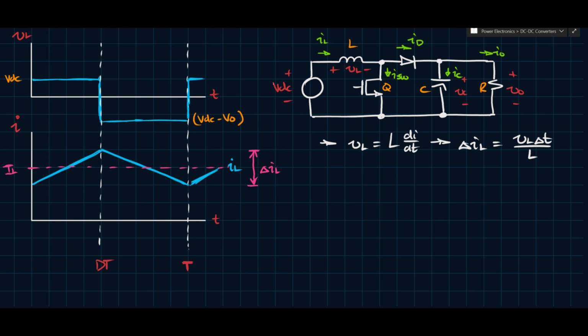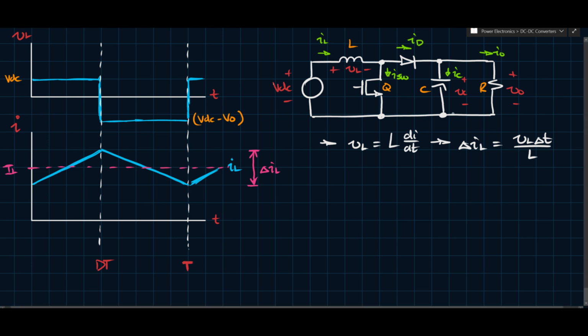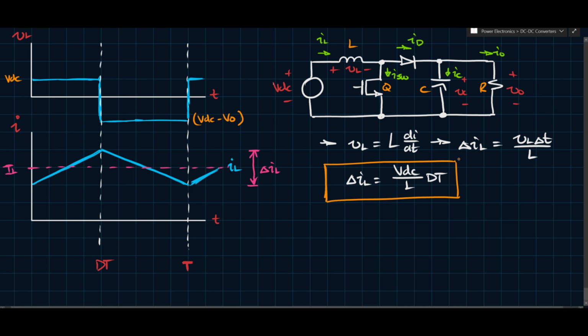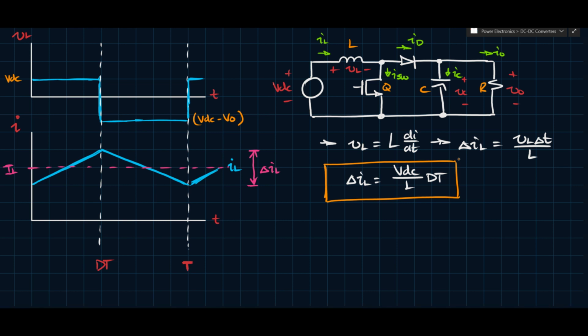But what we end up with is, we know VL is VDC. We know that delta T is capital DT. And so delta IL in this case is VDC over L times DT. And this is the expression for the ripple current for the boost converter. So if you want a certain ripple current, you can design it. You can pick a certain inductor based on that, or if you have a certain inductor and want to know your ripple current, you can calculate it with this equation. So this is a design equation that we use for this converter topology.